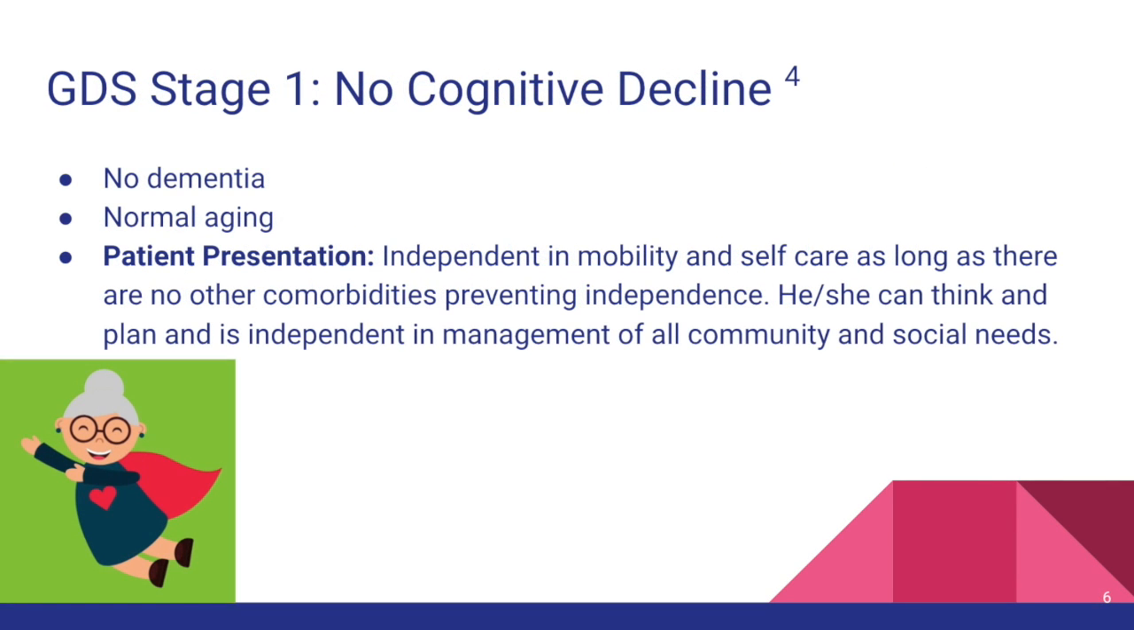The brain goes through normal changes as we get older. Your brain is fully formed by the age you are 25 years old, and it starts to decline around 40 years old. The GDS stage 1 is when there is no cognitive decline. This person is experiencing normal aging, not dementia. He or she is independent in mobility and self-care as long as there are no other comorbidities preventing independence, and is going about their normal business. They may even be traveling, although not right now.